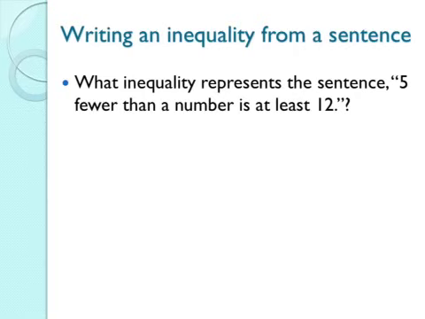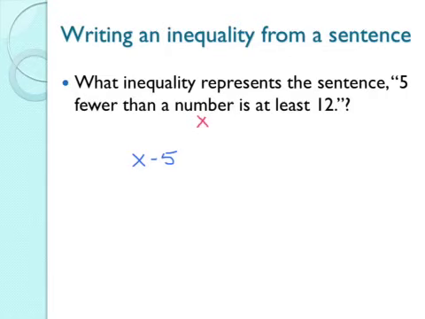So we want to write an inequality for the sentence 5 fewer than a number is at least 12. So fewer than here, I want 5 fewer than a number. Well, how do I represent some number that I don't know what it is? Well, that's a variable, so I'm going to call that x. You could call it any variable you want. So 5 fewer than this number, so I want 5 less than this number. Now here, that is not an inequality symbol, that is the subtraction sign. So 5 less than this number is at least 12.